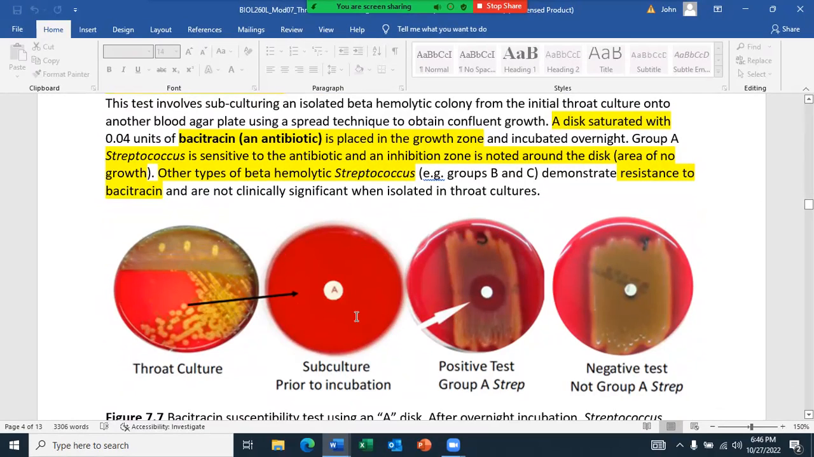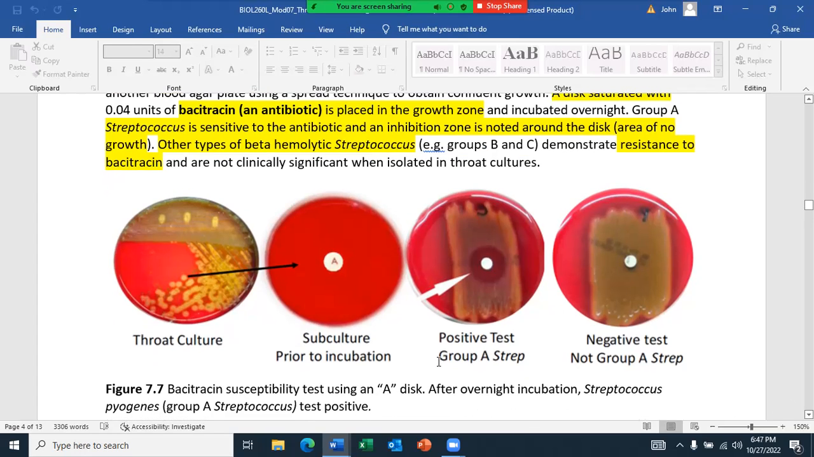And if the bacteria are sensitive to bacitracin, it is Streptococcus pyogenes, called group A strep here. If the bacteria are resistant to bacitracin, it is not Streptococcus pyogenes. It's some other species of Streptococcus. Any questions about any of that?